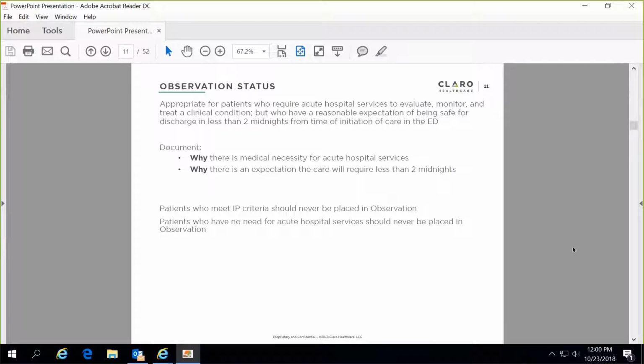Why there is medical necessity for that service. Why is that patient being placed in observation? And the length of stay.